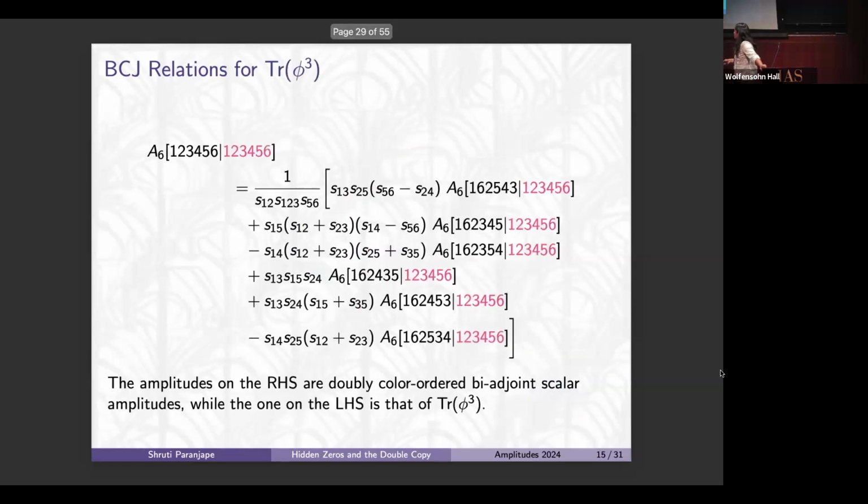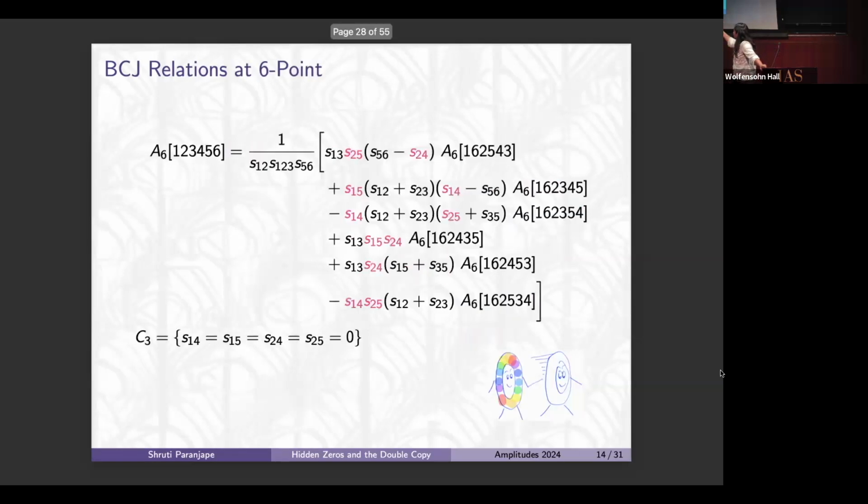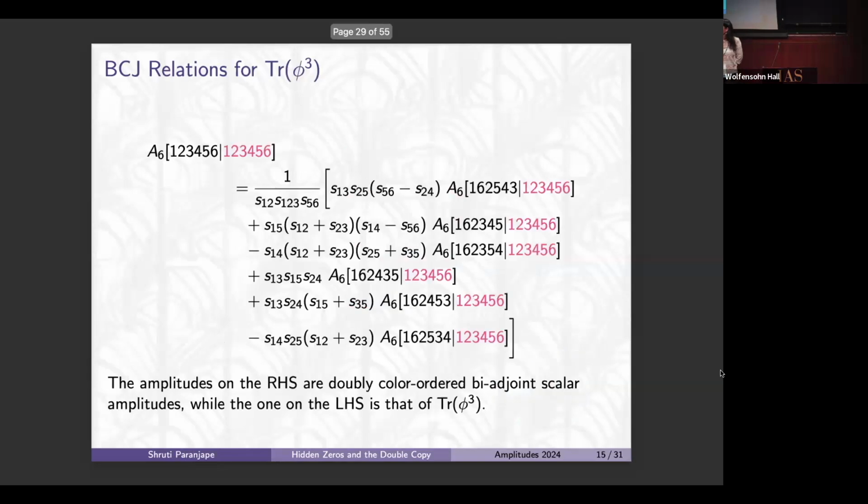All right. Sorry, so I should say that this only happens as long as there are no poles at these positions in these amplitudes, right? So if there are 2 particle poles, then this argument falls through. We'll talk about that in a second. But before that, let's talk about trace phi cubed.